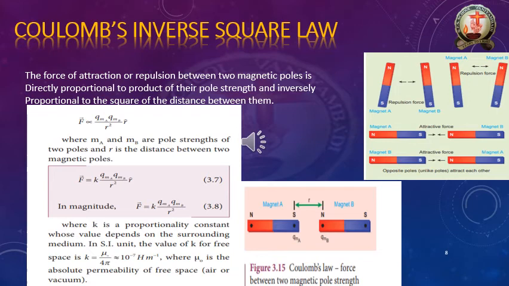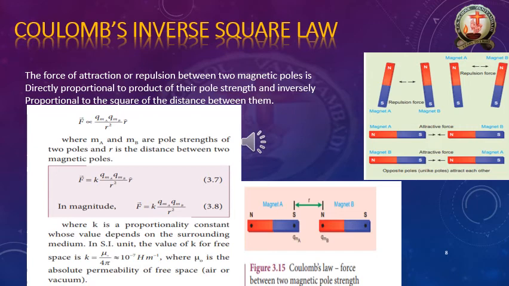Correct. So here we are combining both and we write F is directly proportional to QMA QMB by R square, into R cap. R cap, you know, is the unit vector and it indicates the direction of the force. So F bar is directly proportional to QMA QMB by R square into R cap. That R cap is the unit vector, which denotes the direction of the force.